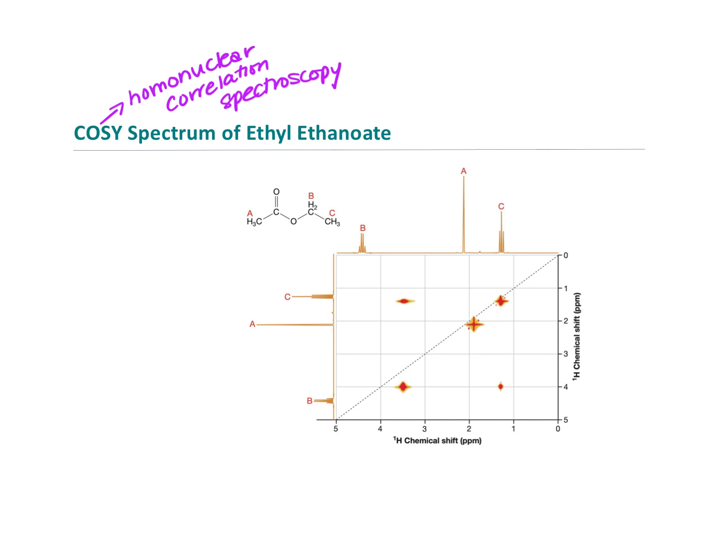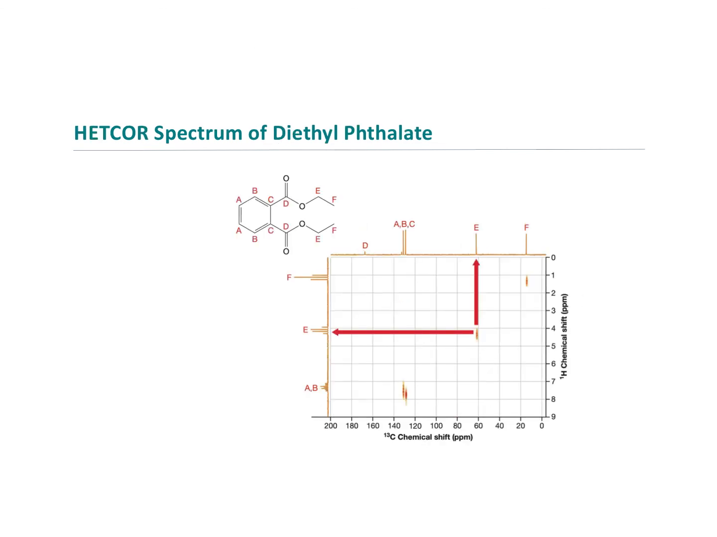Another type of 2D NMR spectrum comes from a heteronuclear correlation spectroscopy, which is called HETCOR. So this is a heteronuclear correlation spectroscopy, right? And so we can see this is diethyl phthalate. And what we're seeing here again is we've got a carbon-13 spectrum shown on the x-axis, and then the proton spectrum is shown on the y-axis. So carbon-13 and then the proton here.